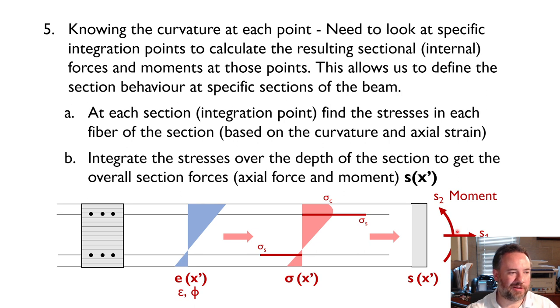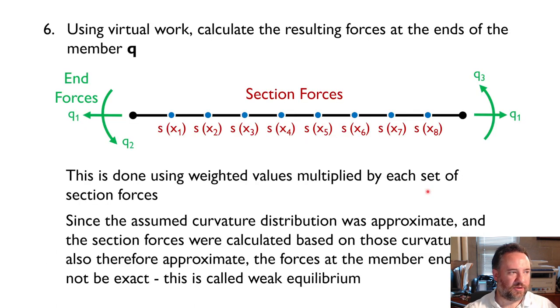How do I find the moment? You remember how to do this? I start at one point, and then I just find all of the moments, right? Like I take a sum of moments equal to zero. So I just take a sum of moments about this point or any point, and I just say, this is a force times a distance, this is a force times a distance, force times a distance. I add them all together and I get the moment, right? So that part is very easy, especially for a computer to do. So that's integrating stress over the depth of the section to get overall section forces. It's just adding them together to get the axial force and the moment. Okay, so then I end up with that.